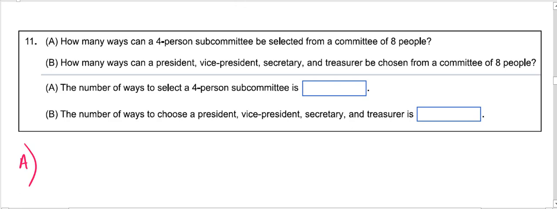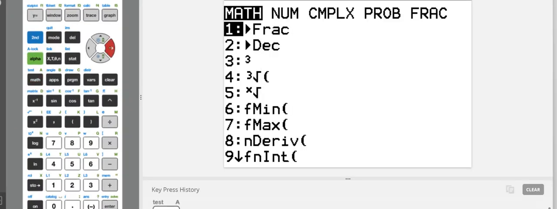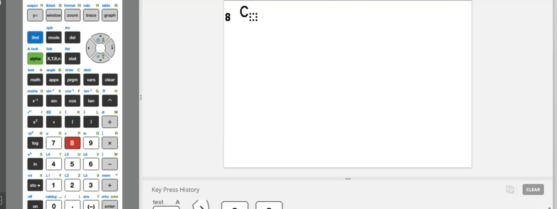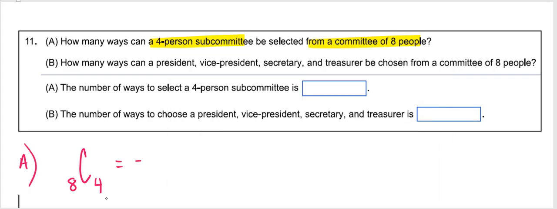All right. Part A. It says a subcommittee of 4 selected from a committee of 8. There are no titles given, so that's going to be a combination of 8 choose 4. The calculator says that that's going to be math probability number 3. 8 people, pick 4. There are 70 ways to do that. So the answer to part A is 70.